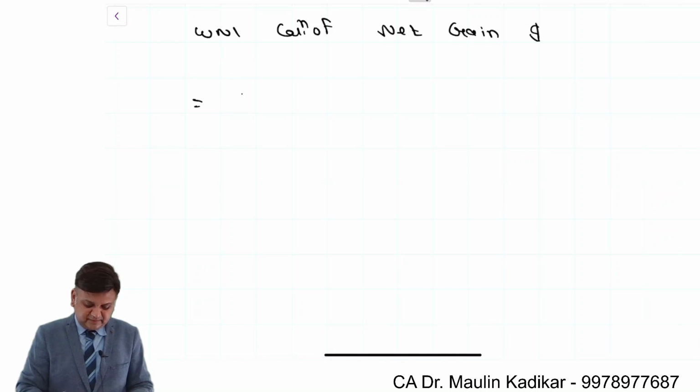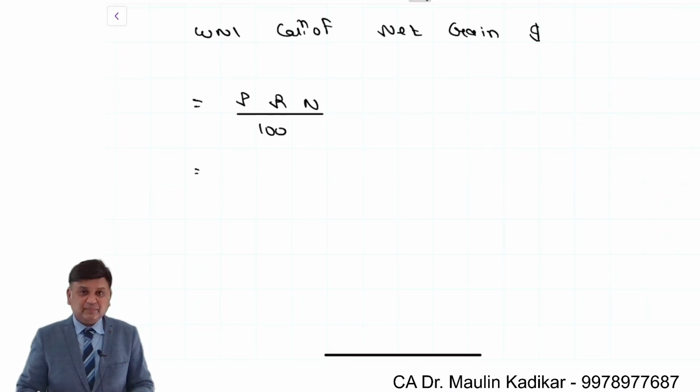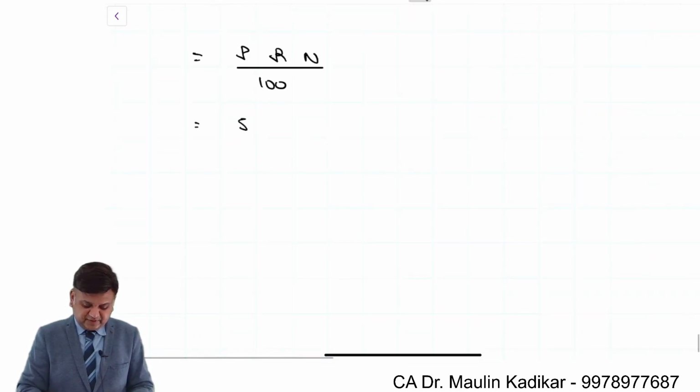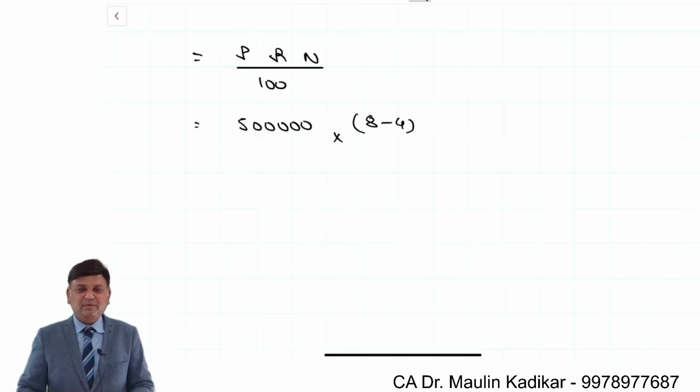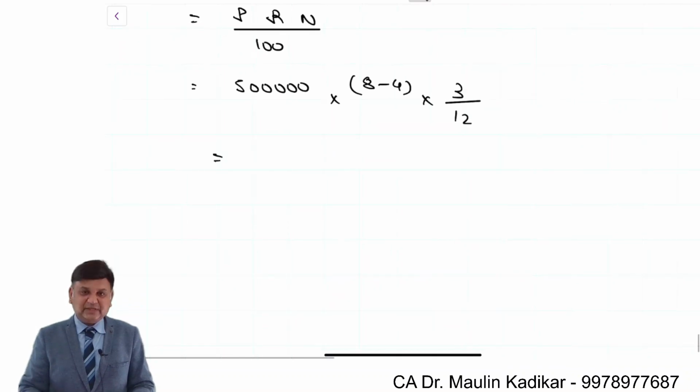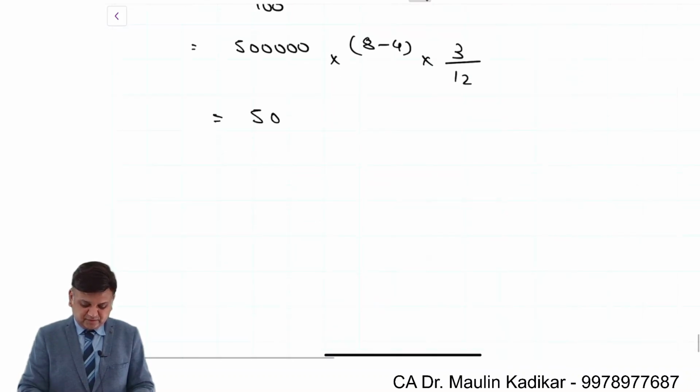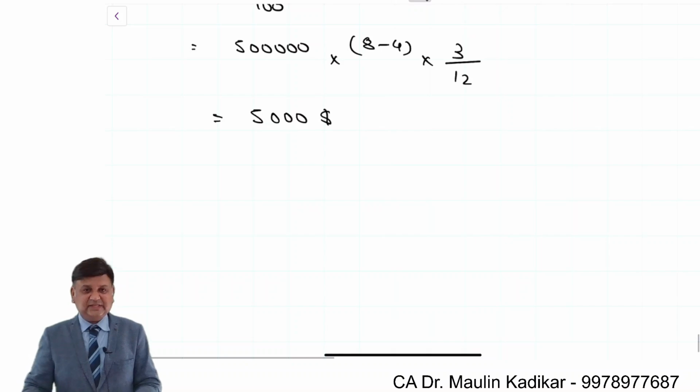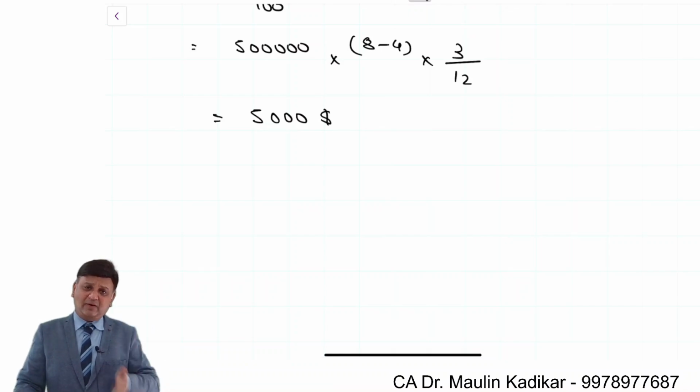We understand that PRN upon 100. Simple. The principal amount is 5 lakhs. Rate of interest is 8 minus 4, because you have borrowed at 4 and you are investing at 8, into 3 divided by 12. So the answer is very simple. It is $5,000. However, the question says that we require the answer in pound currency.